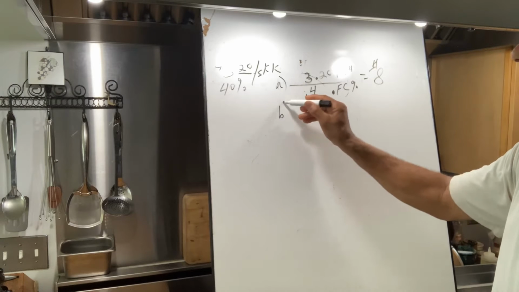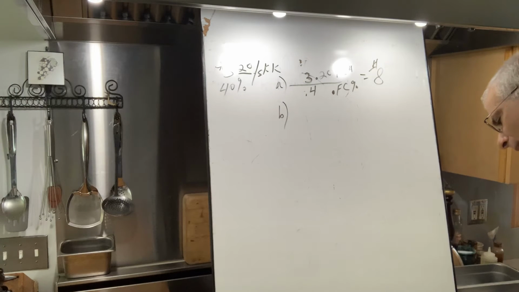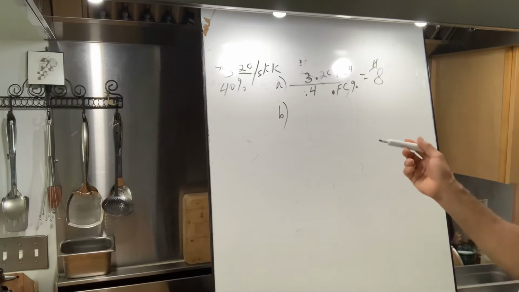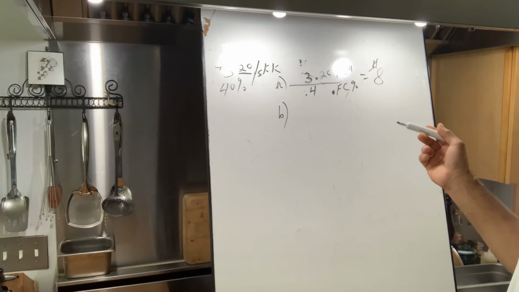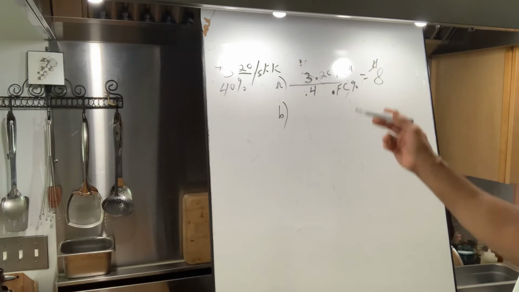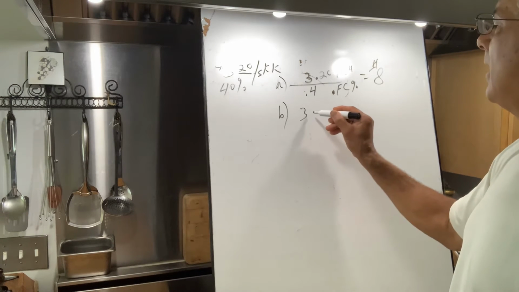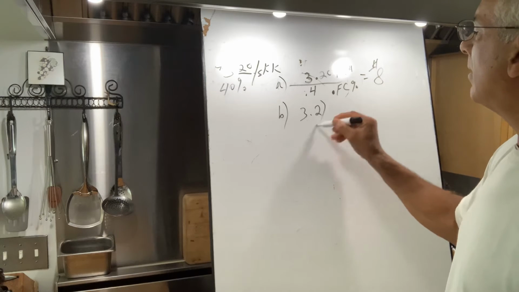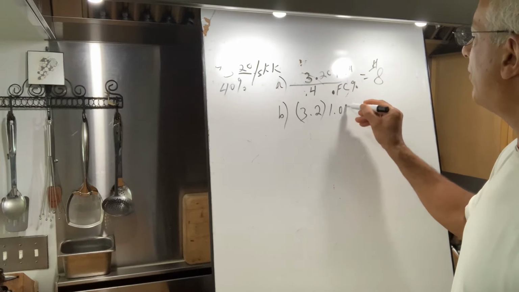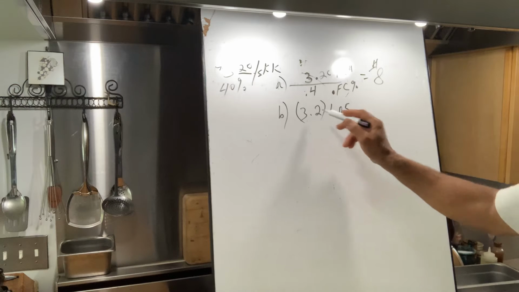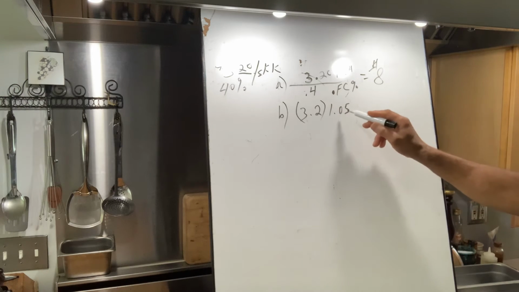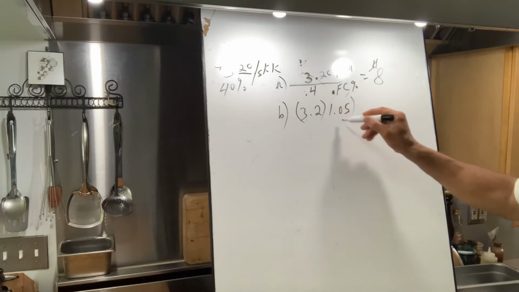Let's look at B. What does B say? At an annual inflation rate of 5%, what is the steak likely to cost 1 year from today? Well, 1 year from today, it'll be 5% greater. So 3.2 times 1.05. 1.05 is 1 times itself and 5% greater.